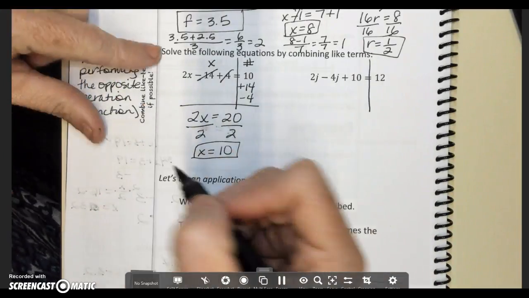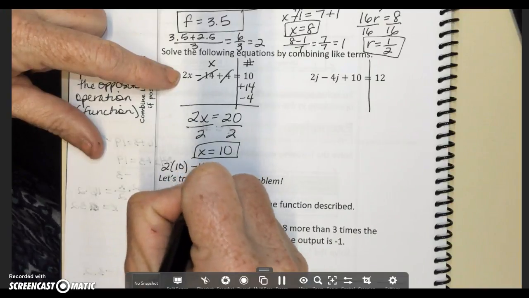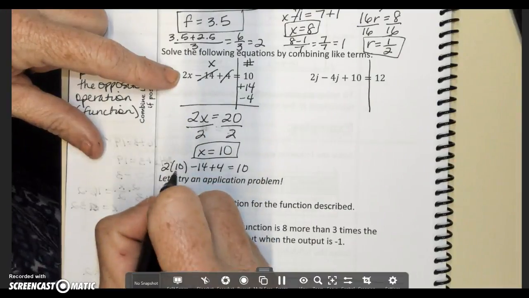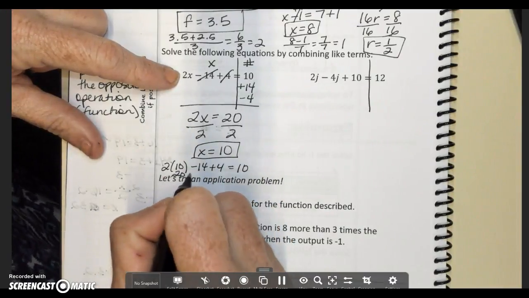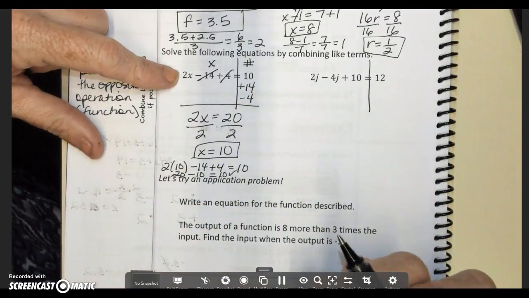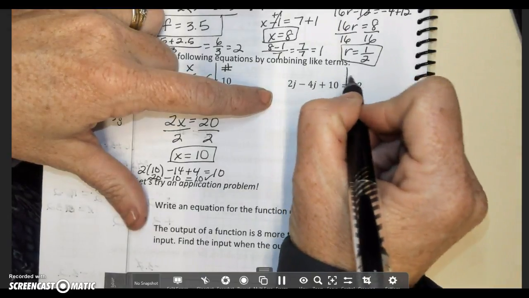I'm going to go ahead and check my work. So I have 2 times 10 minus 14 plus 4 should equal 10. Well, that gives me 20. Negative 14 plus 4 is negative 10. And 20 minus 10 does equal 10.